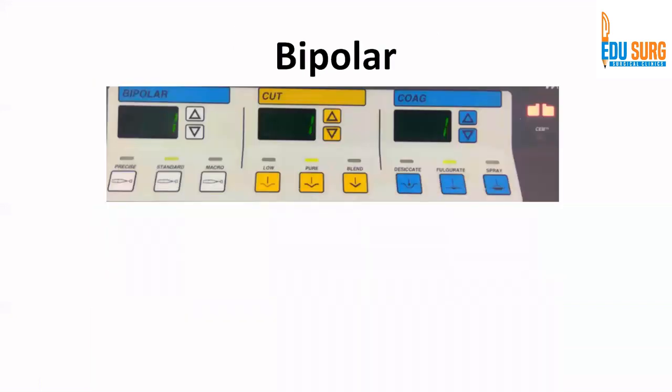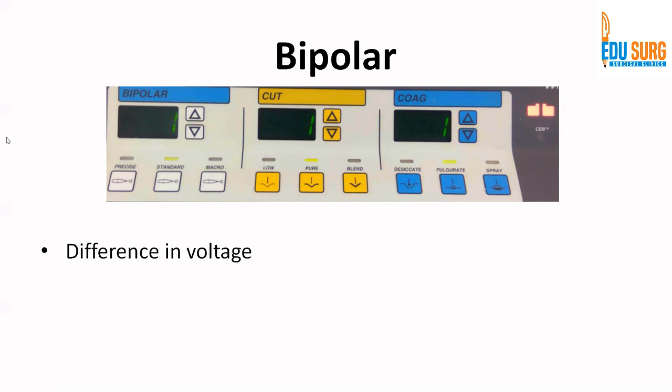So now we will see the machine. I am sure you would have seen these colors in your operation theater. This is the standard machine that most of the OTs have, right? You have a bipolar setting. You have two cords that you can place in the bipolar, the CUT and the COAG. These two are monopolar settings. This blue one is the bipolar setting.